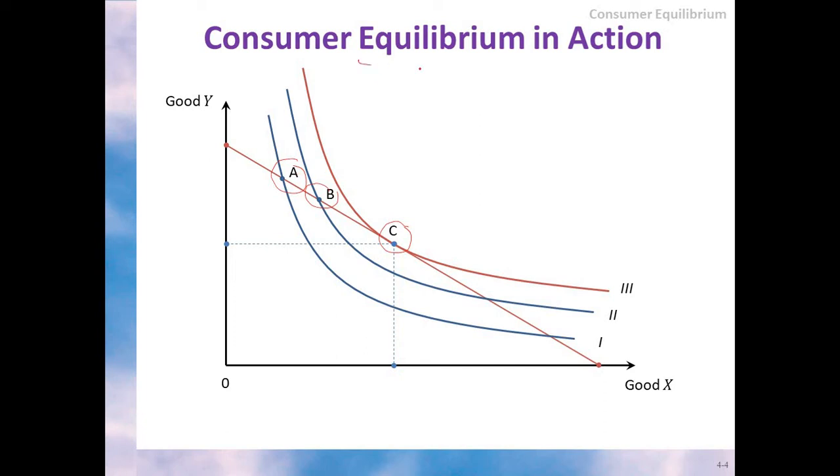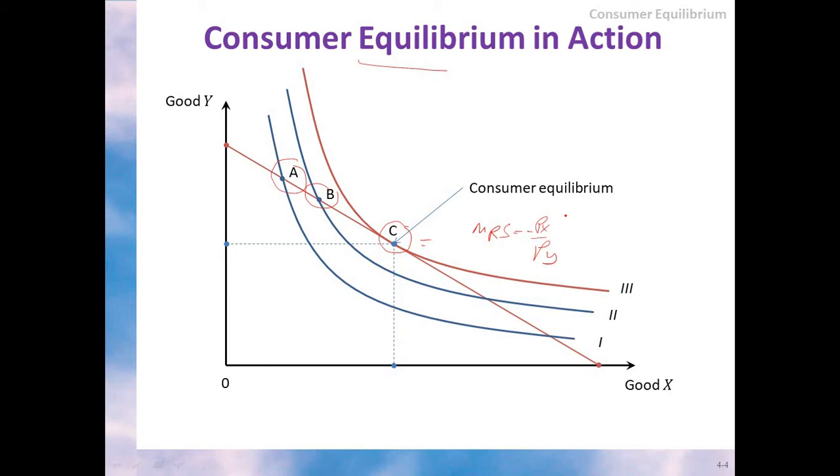Going back to the definition of consumer equilibrium, we have to choose a point where not only is the point affordable, but it also gives the consumer the highest level of satisfaction. So in other words, C is the consumer equilibrium point. At this point, where the indifference curve is tangent to the budget line, the slope of the indifference curve is equal to the slope of the budget line.